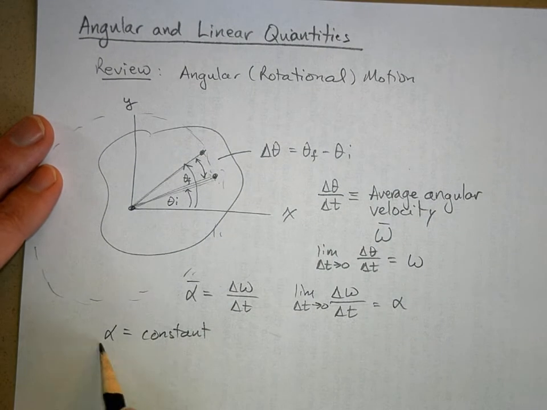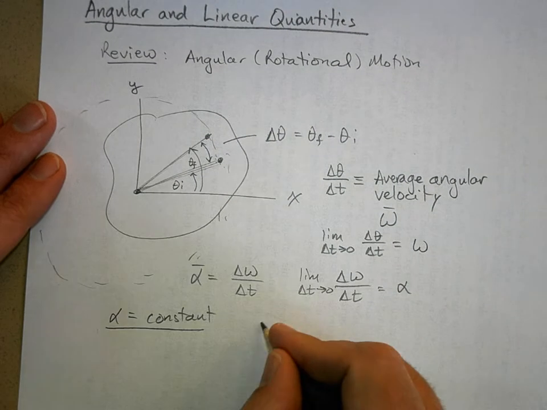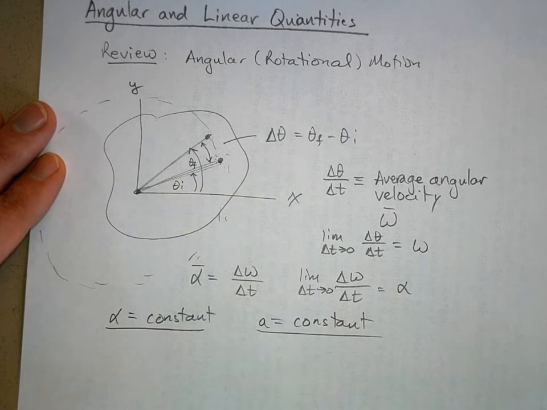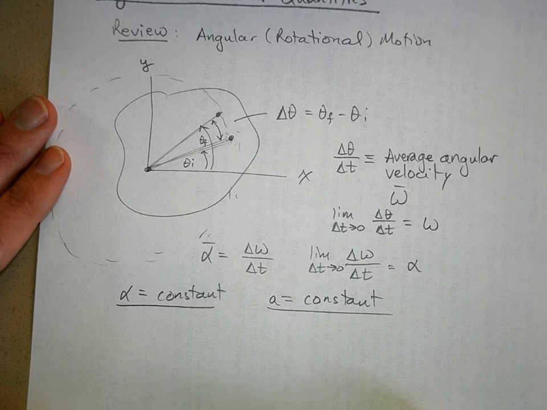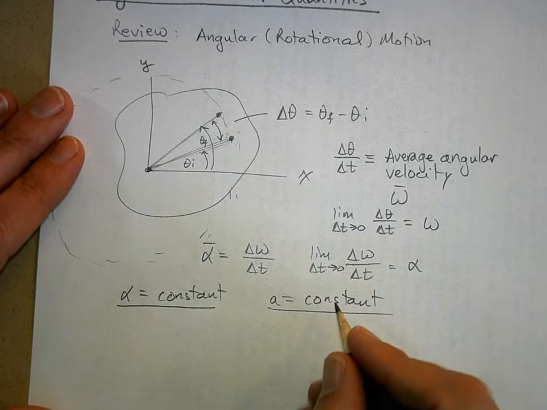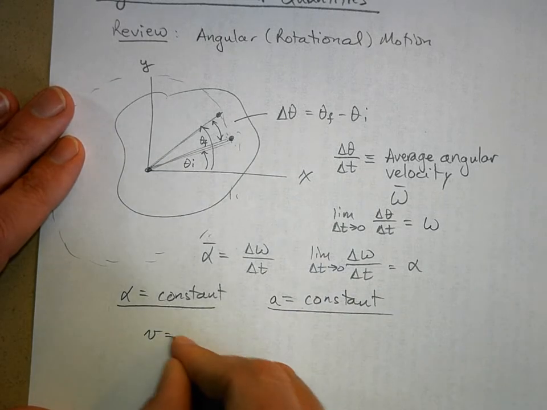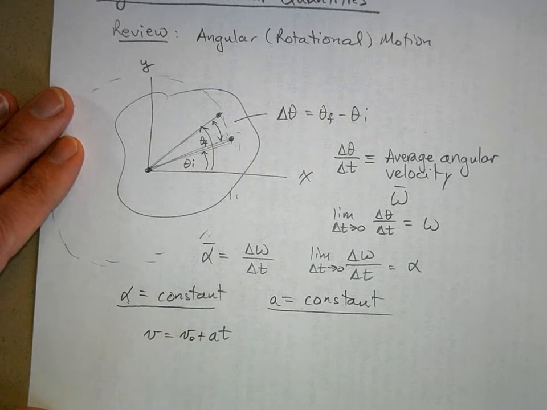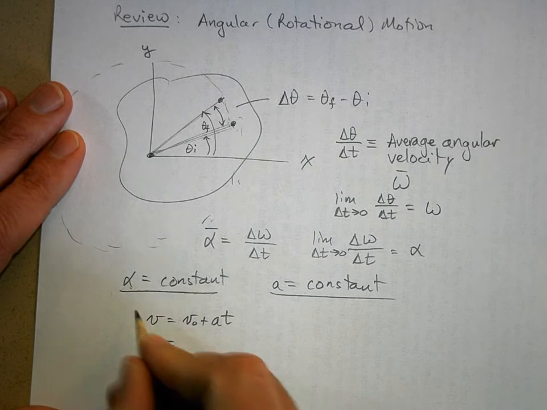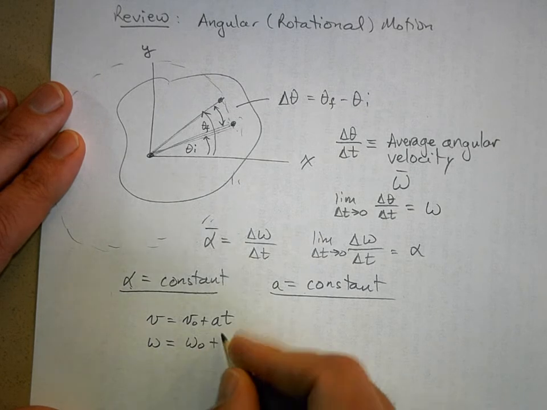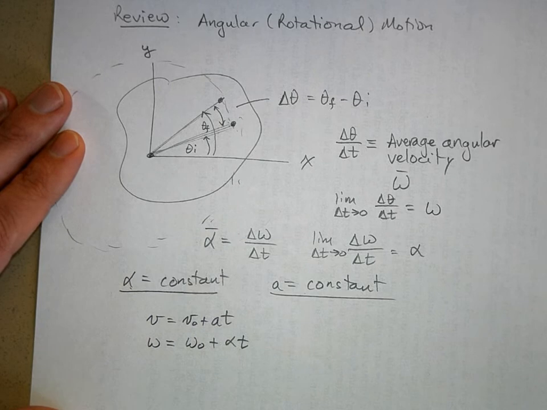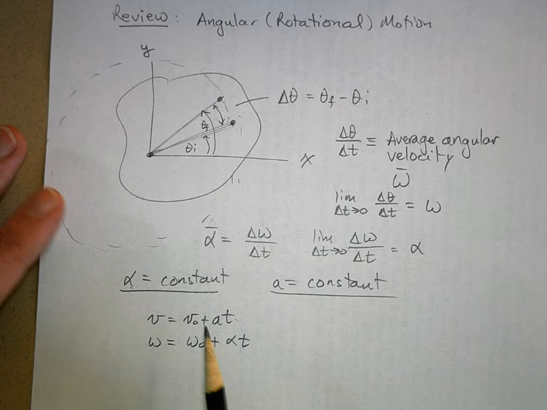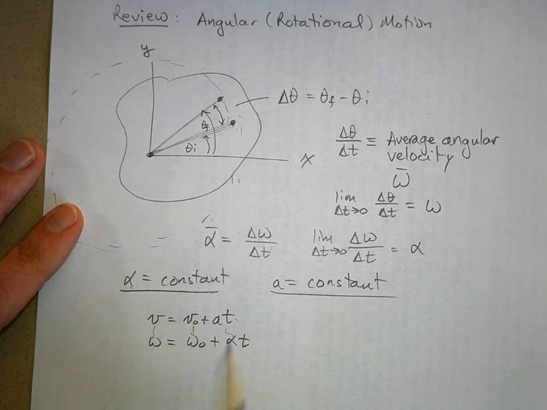Well, if acceleration is a constant, you can say v equals v naught plus at. But if your angular acceleration is constant, you can just say the final angular velocity is equal to the initial angular velocity plus the angular acceleration times time. Now time is just time. But these are what are called analogous variables. We talked about that last time.